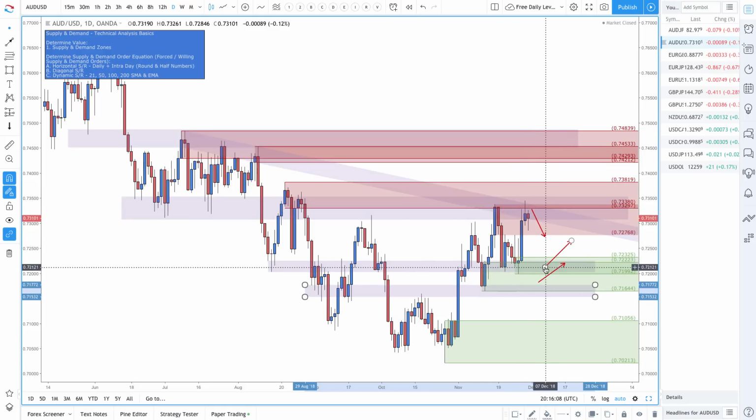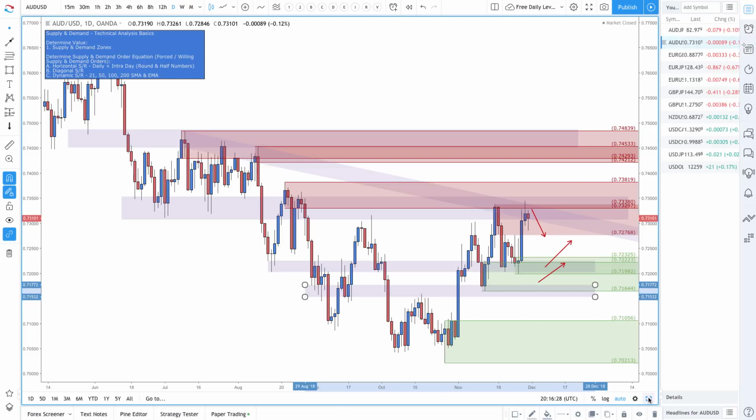If you see your price action and you do really want to be a buyer of the Australian dollar over the US dollar. So obviously for demand zones, and looking for short trades, short price action, bearish price action if you're looking to be the buyer of the US dollar.